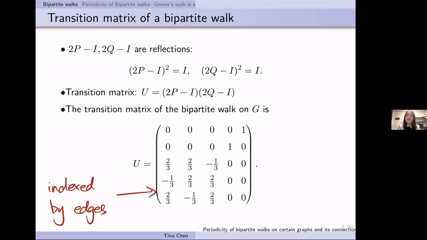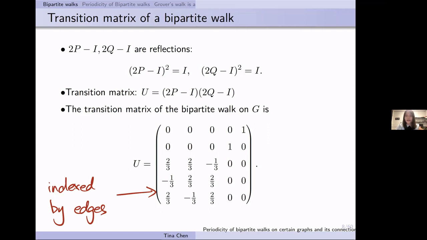Okay, since P and Q are two projections, 2P minus I and 2Q minus I will be two reflections. And we take the product of these two reflections to be the transition matrix of the bipartite walk. This will be the transition matrix of the bipartite walk on the bipartite graph I just showed you before. One thing to keep in mind is that the rows and columns of this transition matrix are indexed by the edges of the bipartite graph.